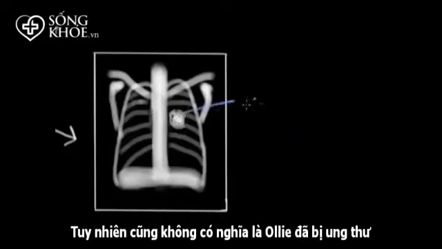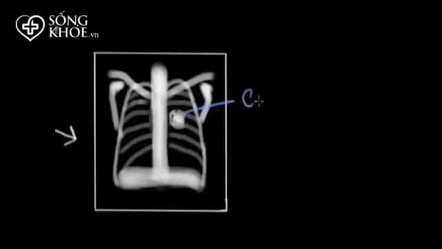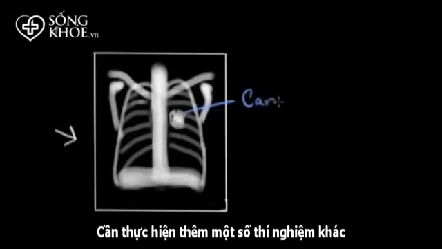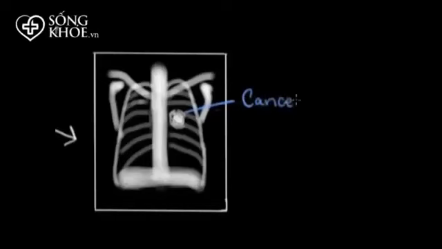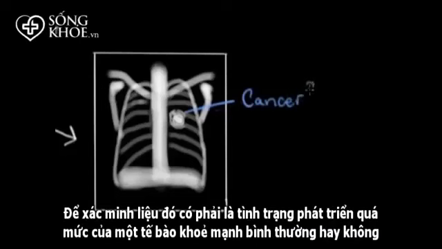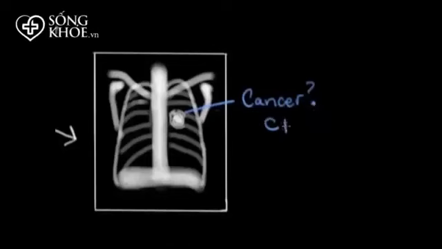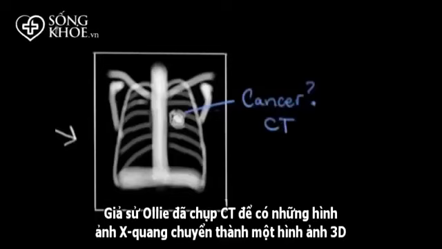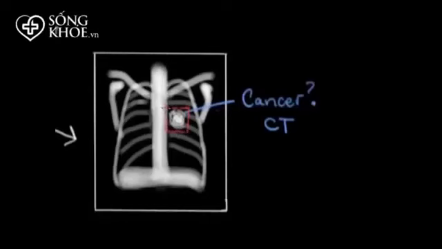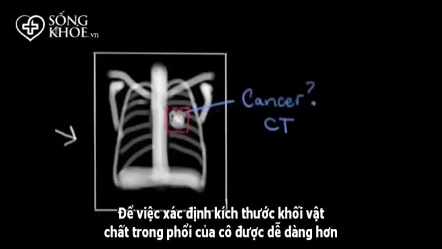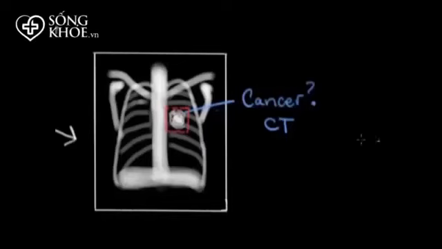But be careful, because this doesn't automatically mean that Ollie has cancer, and a few other tests need to be done to rule out that this might just be an outgrowth of normal healthy cells. One of these tests is a computed tomography scan, or a CT. And let's say Ollie goes and gets one to get higher resolution x-ray images to compile into a 3D image, making it easier to determine the size of the mass in her lungs.